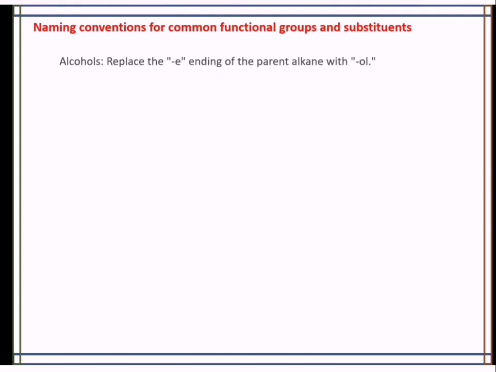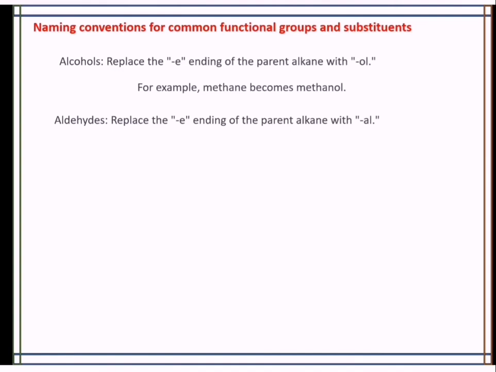The first one is alcohols. Replace the E ending of the parent alkane with OL. For example, methane becomes methanol. The next one is aldehydes. Replace the E ending of the parent alkane with AL. For example, ethane becomes ethanal.